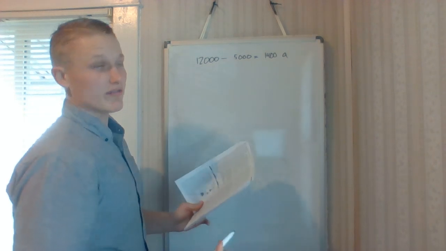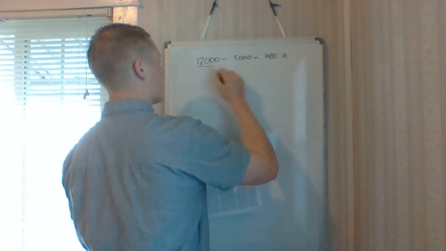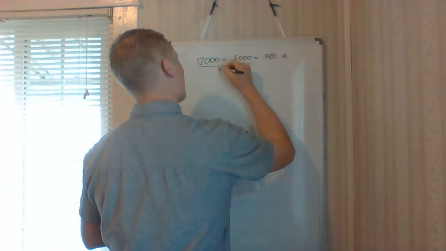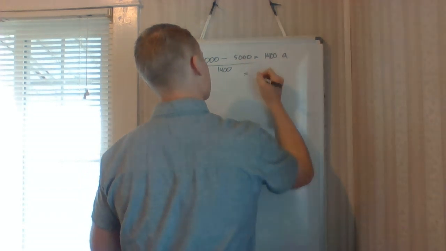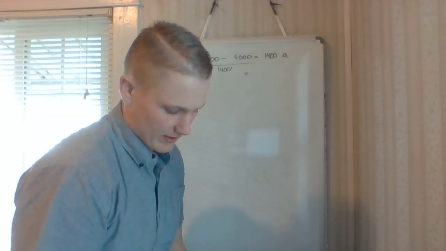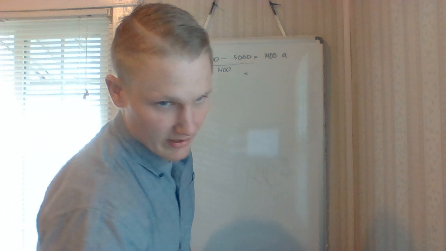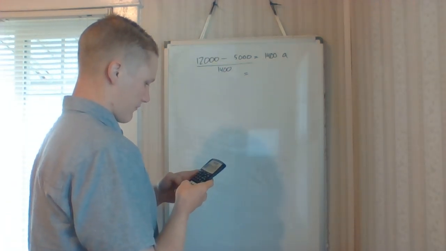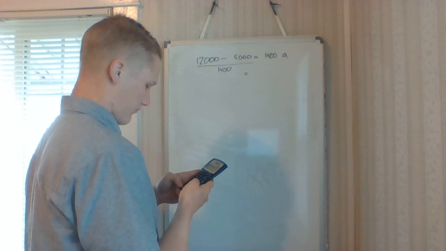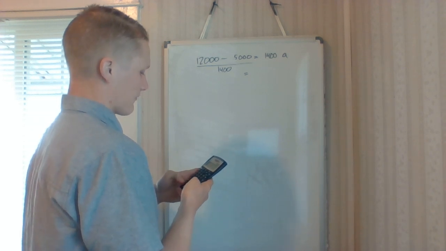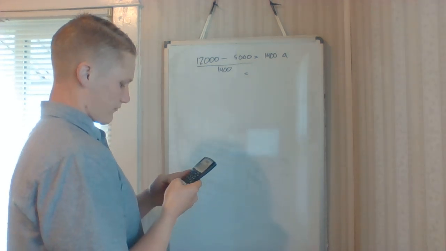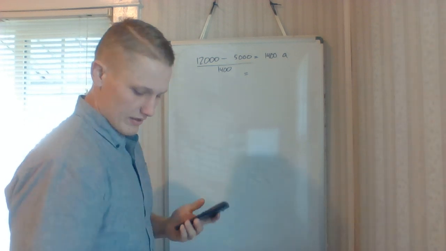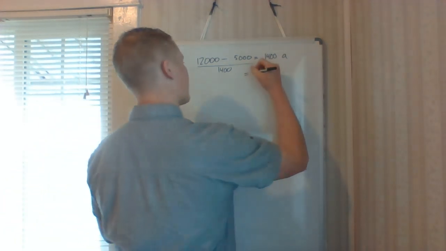Now we just need to solve for acceleration. You divide by 1,400, comes out to, let me get my calculator out. Equals 5. So 5 meters per second squared.